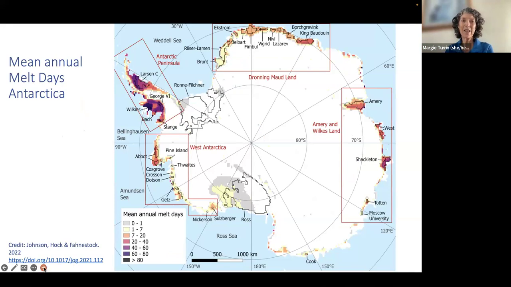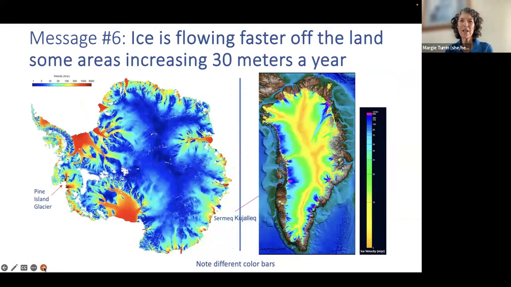Yeah, we're seeing this being another message from the poles. Our sixth message is that ice is flowing faster off the land. And so I pinpointed our fastest flowing in both. The fastest in Antarctica is Pine Island, and the fastest that we have in Greenland is Sermeq Kujalleq, also called Ilulissat or Jakobshavn.